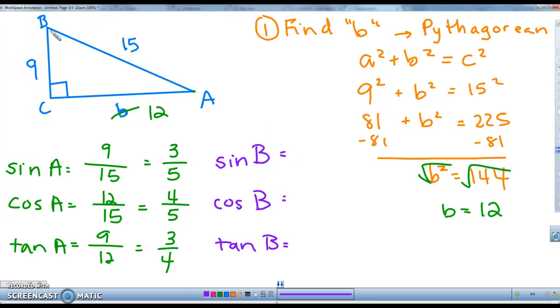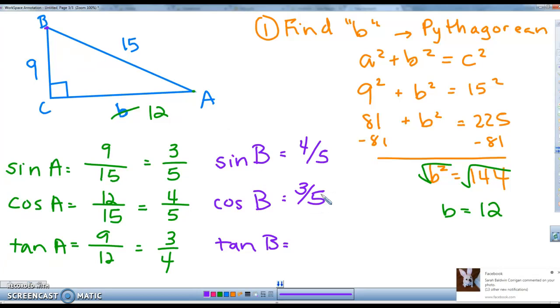So the sine of B is the leg opposite over the hypotenuse, so 12 over 15, which would give us that 4/5. Cosine is the leg adjacent over the hypotenuse, so 9 over 15, which gives us 3/5. And then the tangent of B is the opposite over the adjacent, so 12 over 9, which simplifies to 4 over 3. Okay?